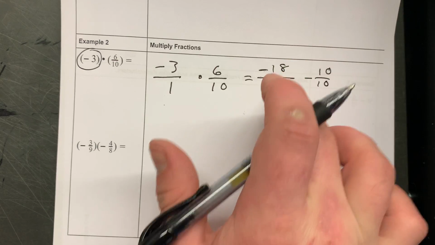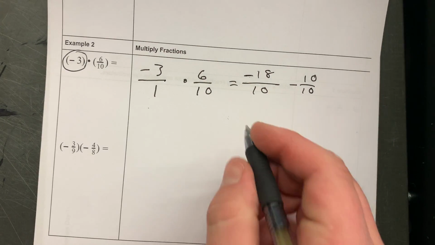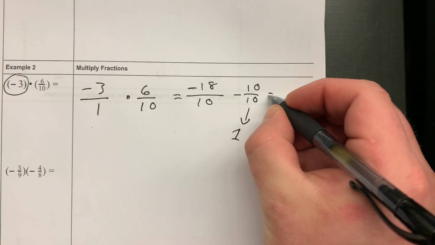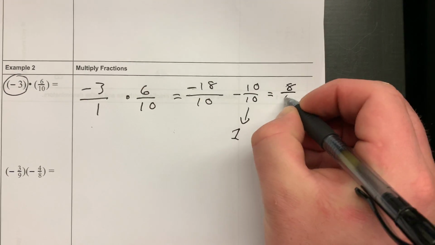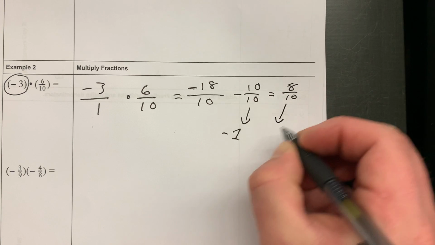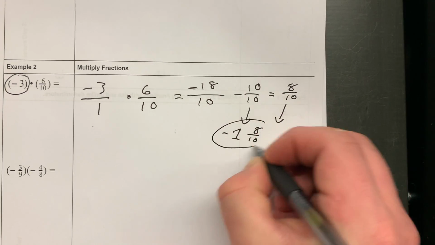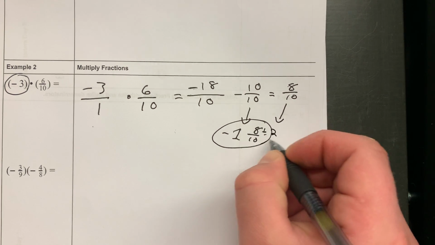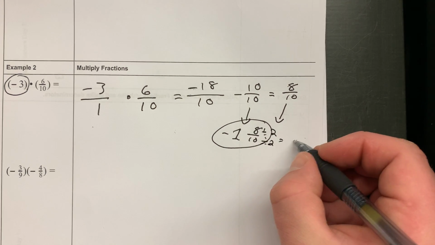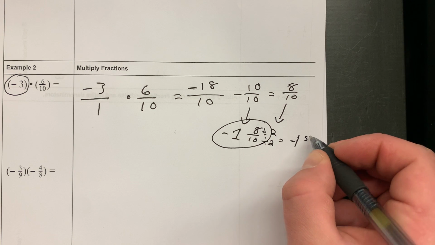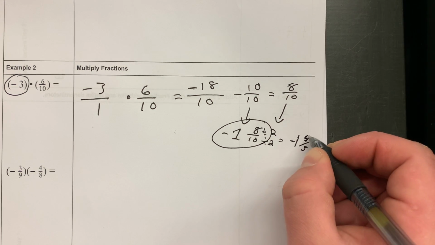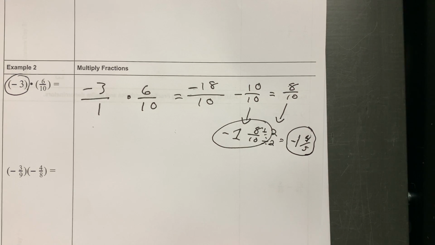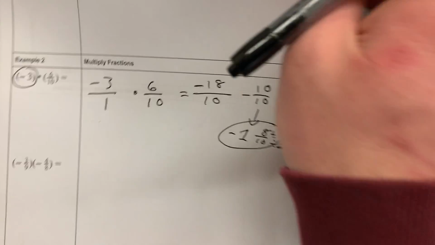Okay, this 18 is larger than 10. Took out one whole. The fraction I'm left with then is 8/10. I have negative 1 and 8/10. We can reduce this by just simply dividing each side by 2. And then I end up with 4/5. Negative 1 and 4/5 is my answer there. We go down to our next one here.